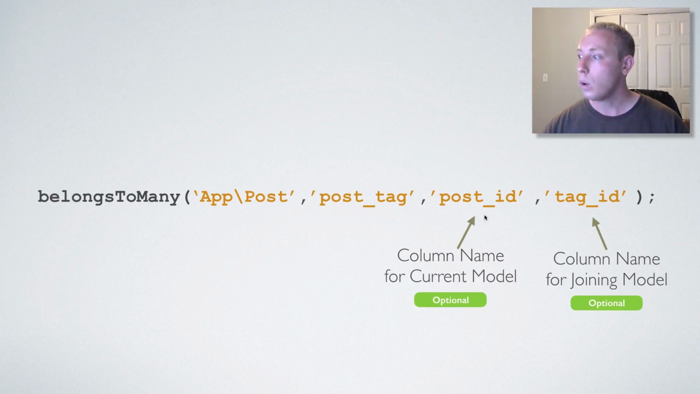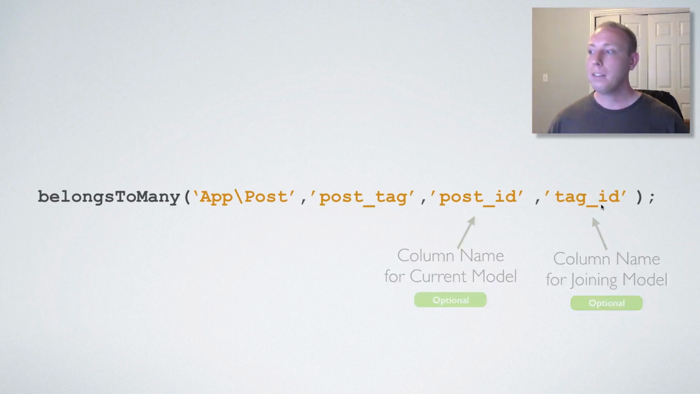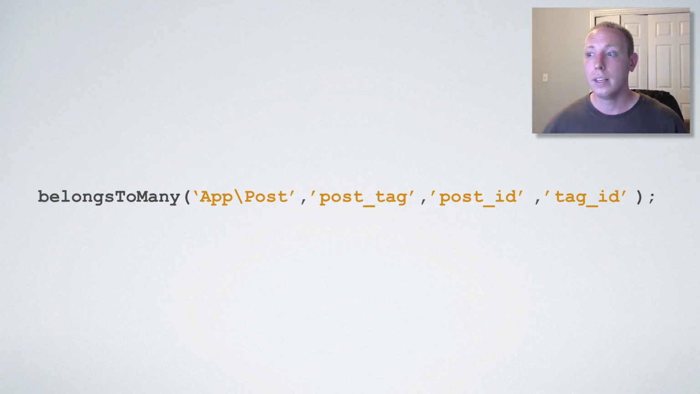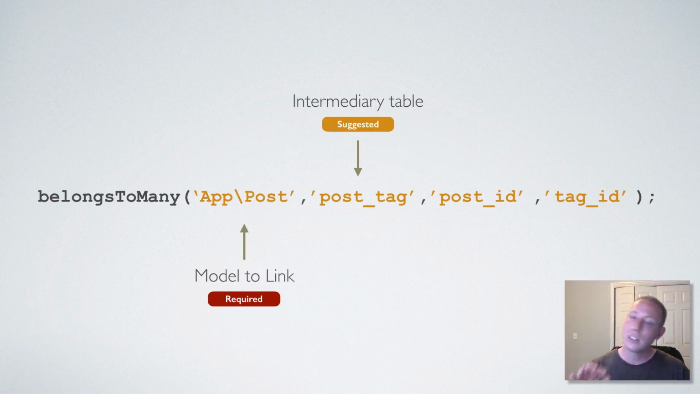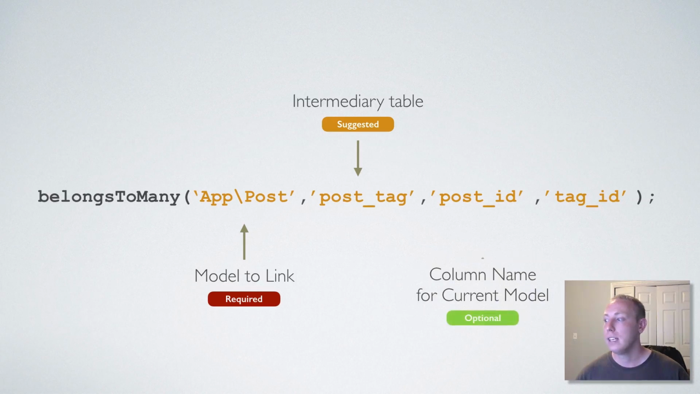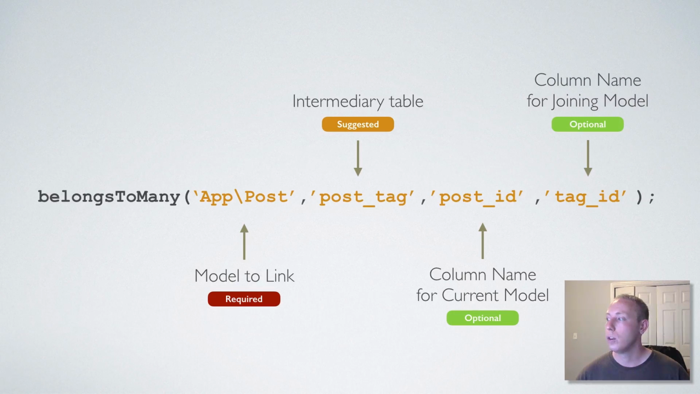Okay, so what we're going to do here is you can define these if they're slightly different. So again, if you're breaking outside that convention, or you just want to make sure that everything's going to the right place, you can define these, but they're completely optional. All right. So that's basically the structure for all of this, for this model. So if you're using belongsToMany, that is how you would do it. You're going to link to the model, which is required right here. And then all the rest of these are optional, but I do suggest you add the intermediary table in there just in case you mess up. Not required. And then you'll have the column name for the current model, column name for the joining model. And that's basically how you set up this relationship.